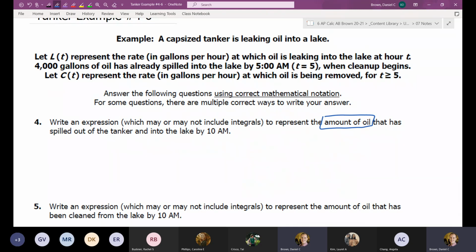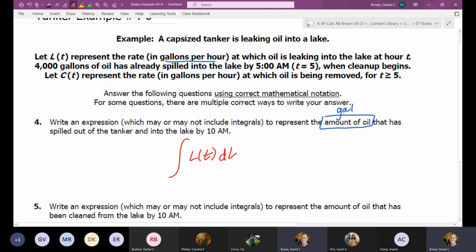So again, if I'm setting up my problem for this one, if I want to write an expression representing an amount, then I know that amount is going to be measured in gallons. This problem is given to me in gallons per hour. In calculus, how would I convert gallons per hour into gallons? We would need to integrate, so I know there's going to be an integral sign somewhere, so let me slap it down. I want to talk about how much oil has leaked out, has spilled out, so which function am I going to be integrating? L of t.